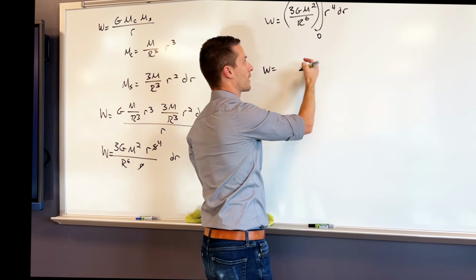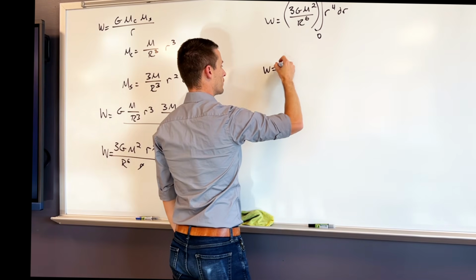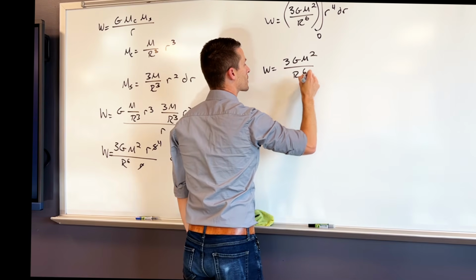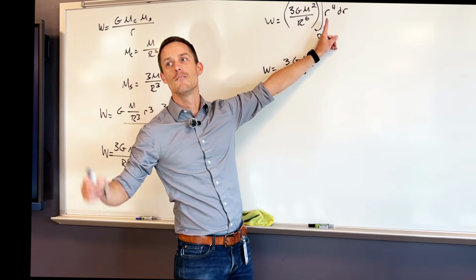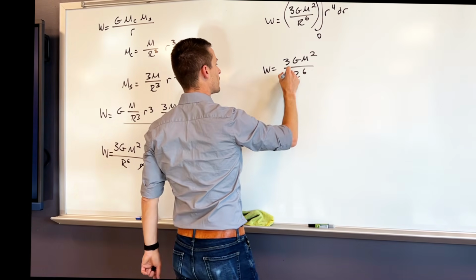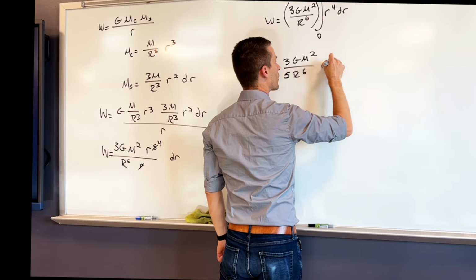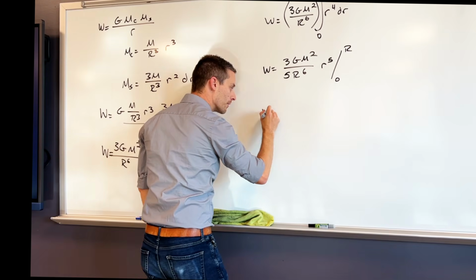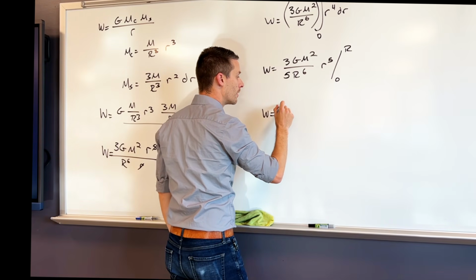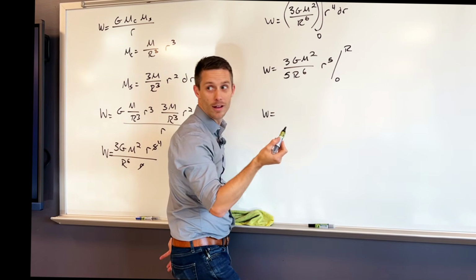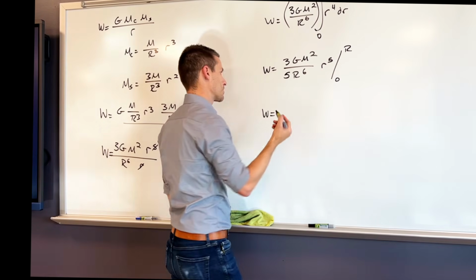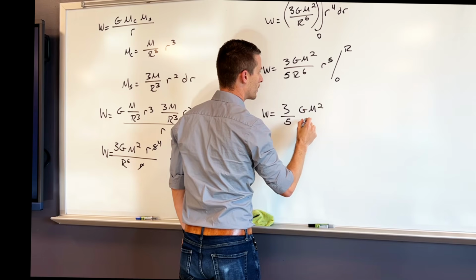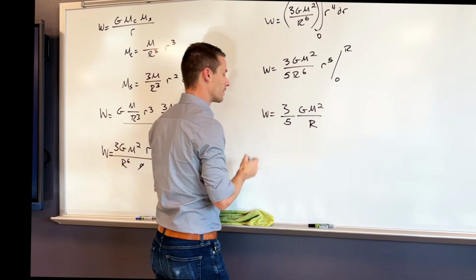All I was thinking is, am I going to ask George the integral of r to the 4th? So 3G M squared over R to the 6th. George, what's the integral of r to the 4th? There we go. r to the 5th, evaluated from 0 to R. What are we going to wind up with here? Okay, it's shy. All right, 3/5 G M squared over R.